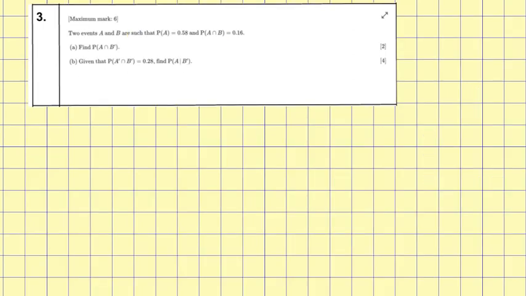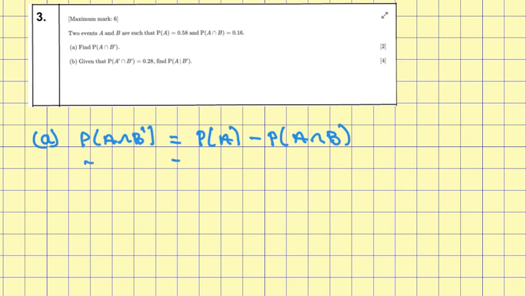Question 3. Two events A and B are such that the probability of A is 0.58 and the probability of A intersection B is 0.6. Part A. Find the probability of A intersection not B. Well, the probability of A intersection not B is equal to the probability of A minus the probability of A intersection B. Therefore, the probability of A intersection not B is equal to 0.58 minus 0.16, which is equal to 0.42.